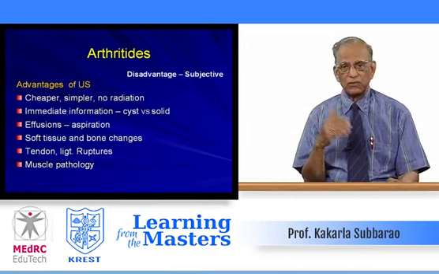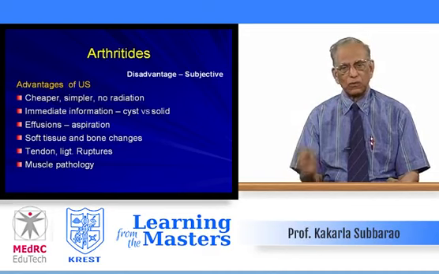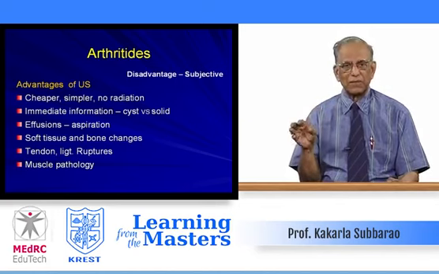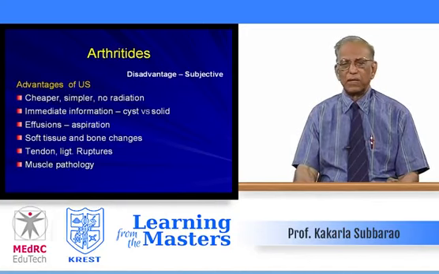Soft tissue and bone changes you can see. Tendon and ligament ruptures you can also easily diagnose, which by conventional radiology is not possible. And all muscular pathology also, muscular tears, muscle infiltrated by fat, hematoma intramuscularly, all these things can be detected by ultrasonography.